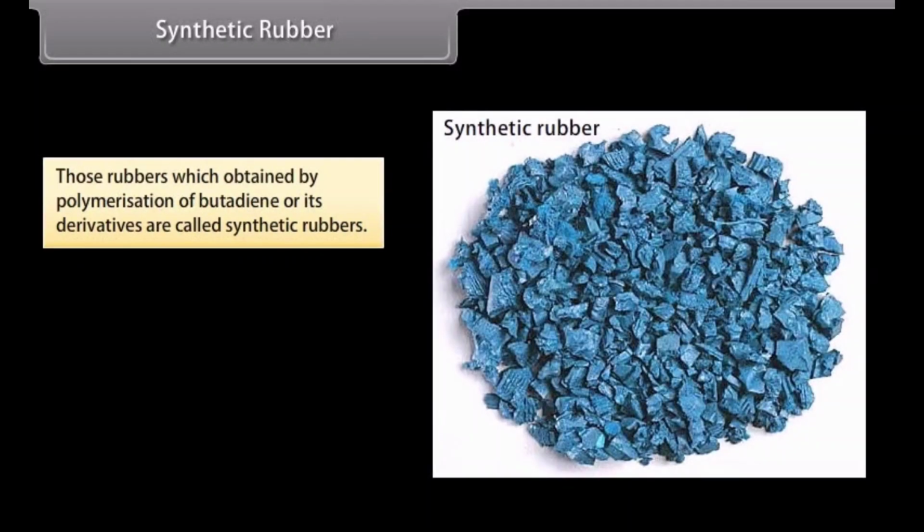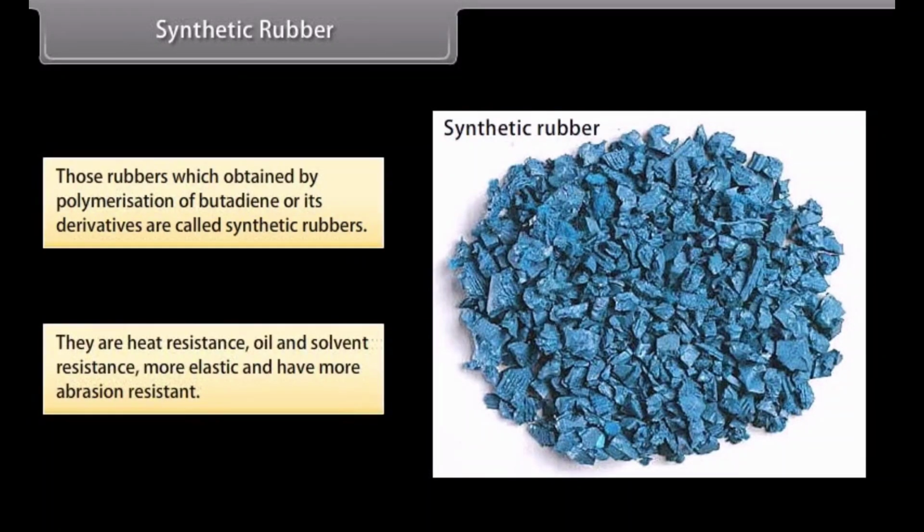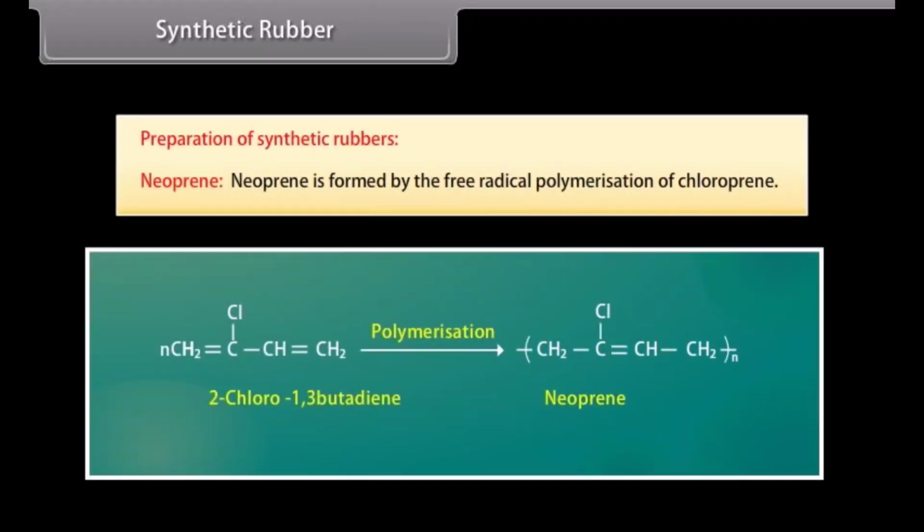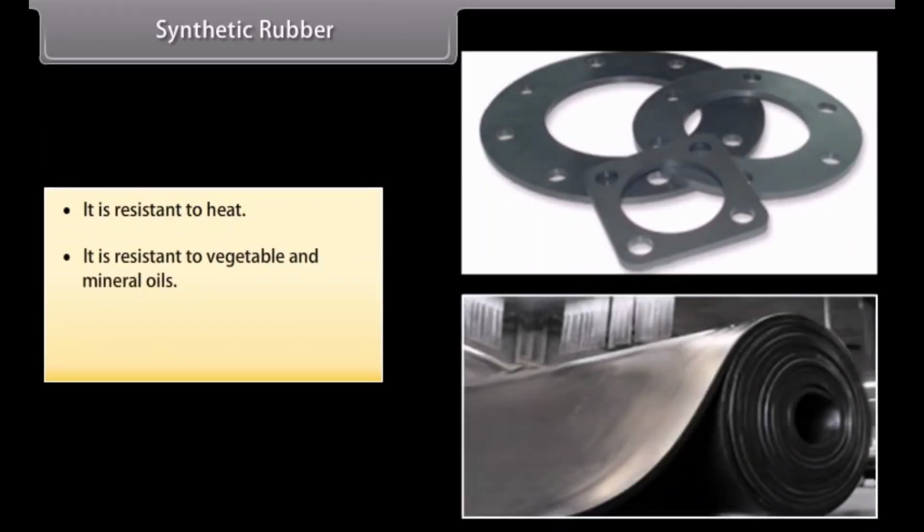Synthetic rubber. Those rubbers which are obtained by polymerization of butadiene or its derivatives are called synthetic rubbers. They are heat resistant, oil and solvent resistant, more elastic, and have more abrasion resistance. Preparation of synthetic rubbers. Neoprene. Neoprene is formed by the free radical polymerization of chloroprene. It is resistant to heat. It is resistant to vegetable and mineral oils. It is used for manufacture of conveyor belts, gaskets, and hoses.